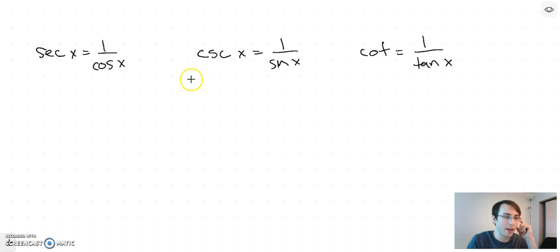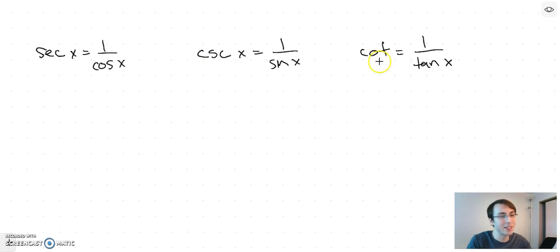Secant goes with cosine. You might be tempted to think secant goes with sine because they're both s's, but that's not how it works. The s and the c's flip around. Cos does not go with the other thing that starts with a c. It goes with secant. Then sine goes with not the thing that starts with an s, but the thing that starts with a c. So cosecant.